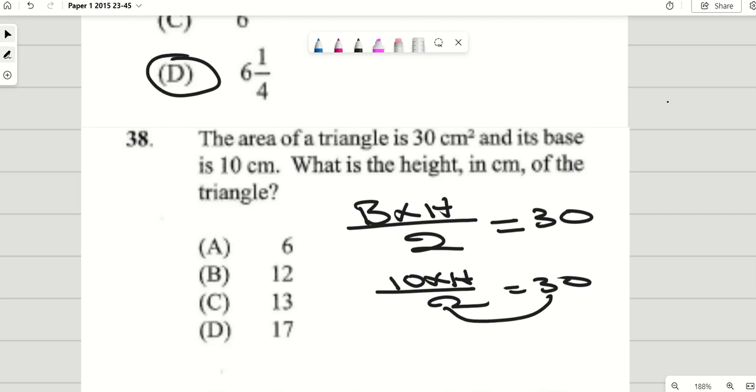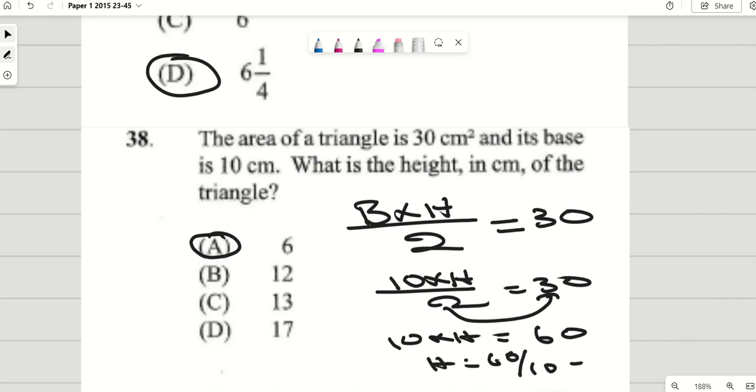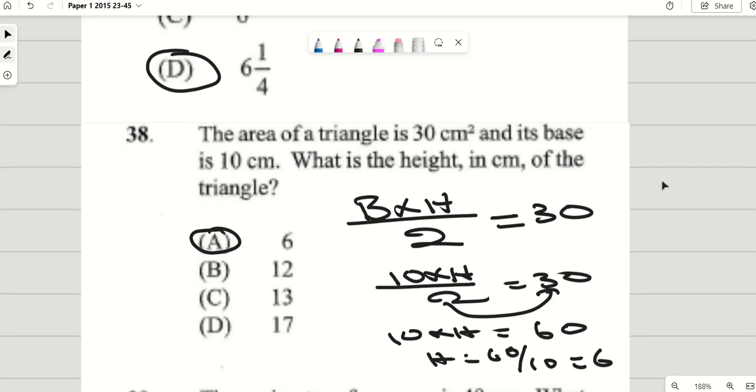So you carry across, divide by 2. So 10 multiplied by height is equal to 60, because if you carry across, divide by 2, it'll turn to multiply by 2. Right? Then we have height would be 60 divided by 10, which is 6. Height is equal to 60 divided by 10, which is equal to 6. And that is how you would get your answer.